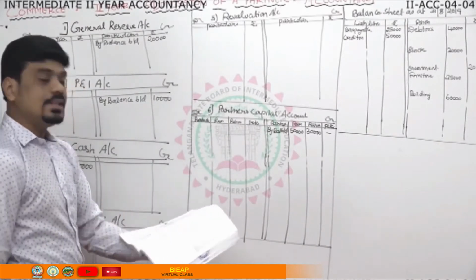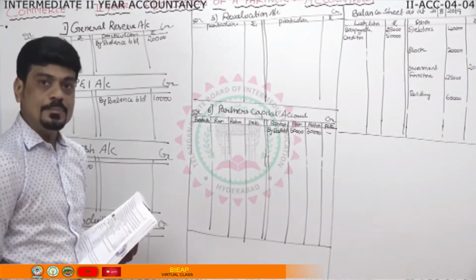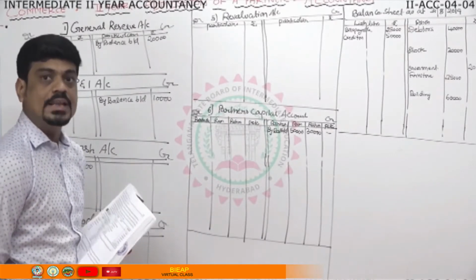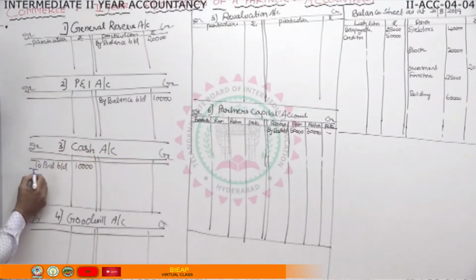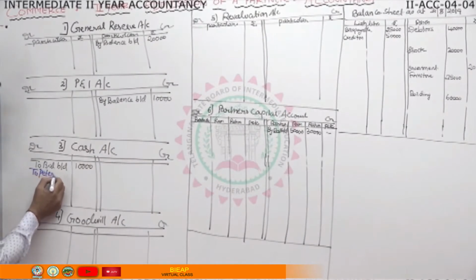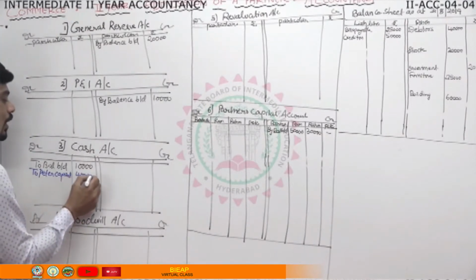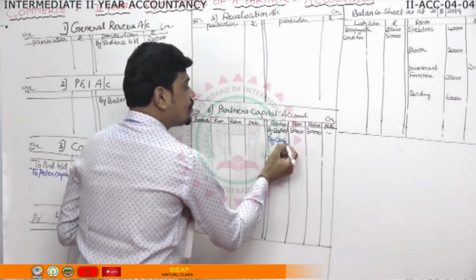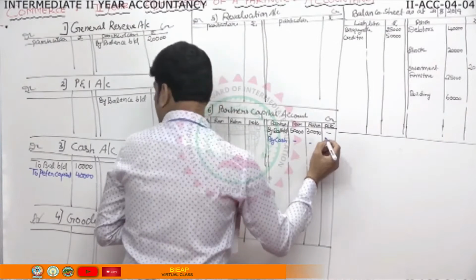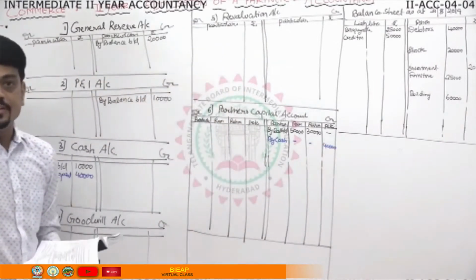Peter should bring 40,000 capital. Who is bringing? Peter. We know Peter is the new partner and he is bringing capital. So the entry is cash account debit to Peter's capital. So we debited the cash account with Peter's capital, 40,000. Now we'll go to partners' capital, by cash, and in Peter's column, he brought 40,000. That 40,000 we are filling.